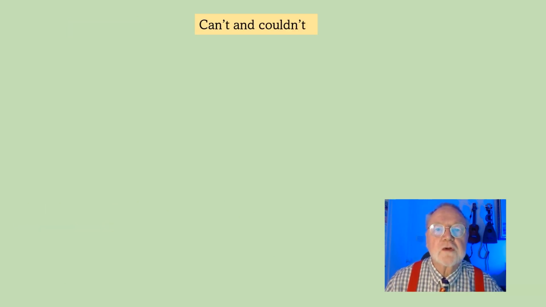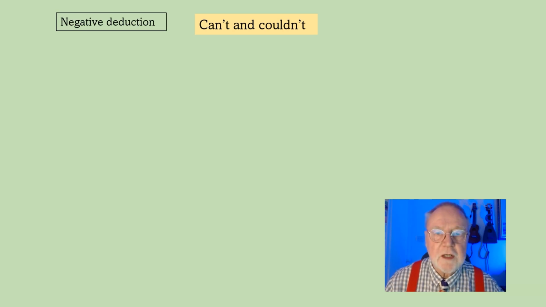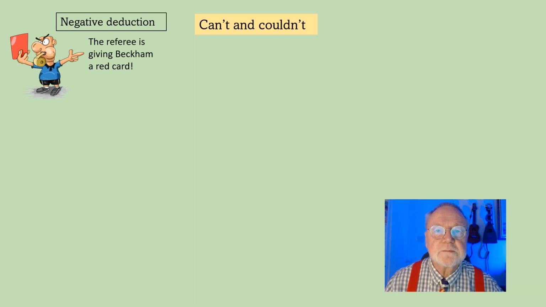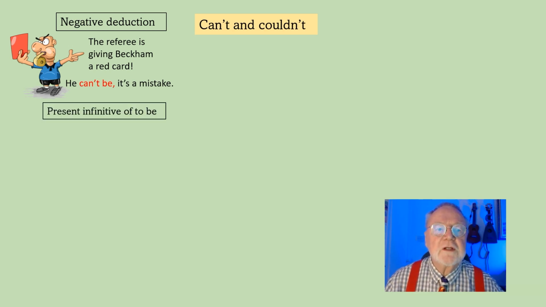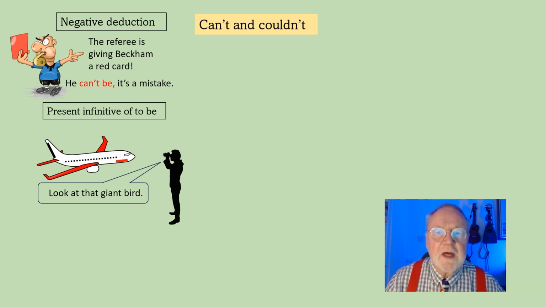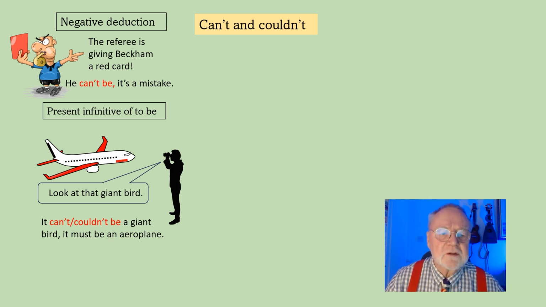Can't and couldn't are used for negative deduction. Look at this example. The referee is giving Beckham a red card. He can't be. It's a mistake. So we're using the present infinitive of to be to make this construction. Here's another example. Look at that giant bird, the man says. But you think that's illogical. It can't or couldn't be, equally here. It can't or couldn't be a giant bird. It must be an aeroplane. So you've made the deduction using can't and couldn't.